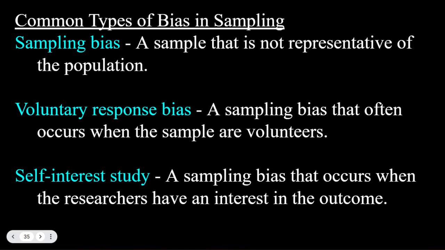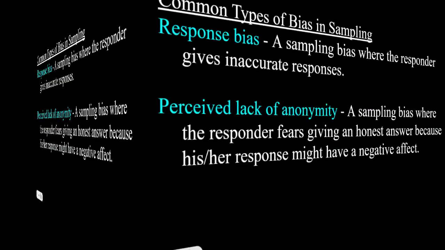It could be a self-interest study, a sampling bias that occurs when the researchers have an interest in the outcome. If you are researching something and based on your research, you're trying to sell a product, that could be a situation where you've got a self-interest study going on. Whether you're trying to or not, you might be biased with the results because it's going to help you sell something.